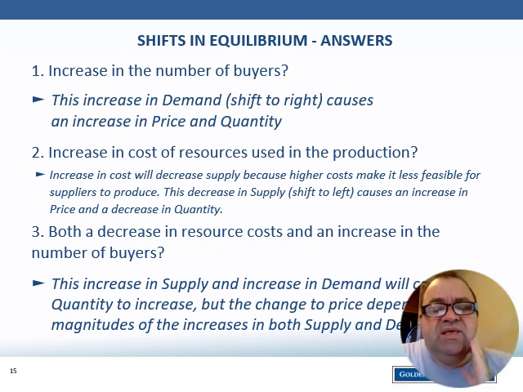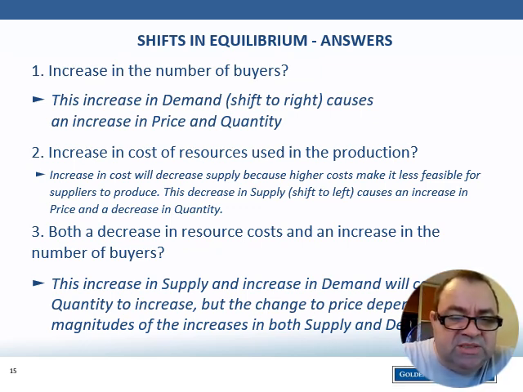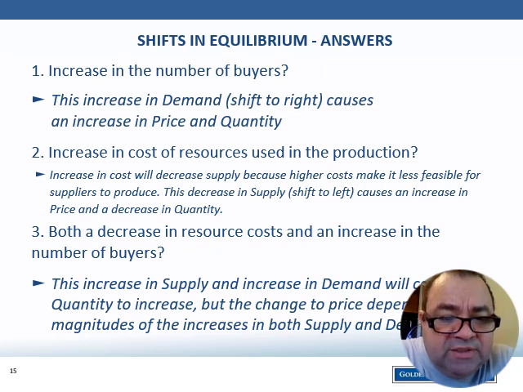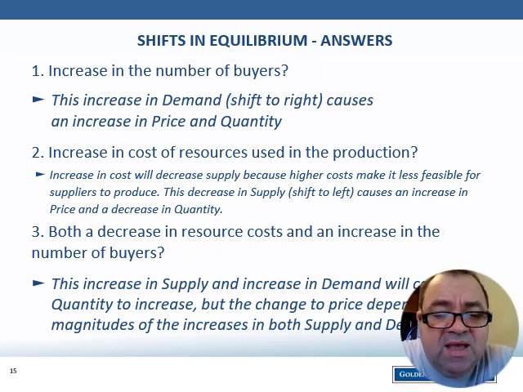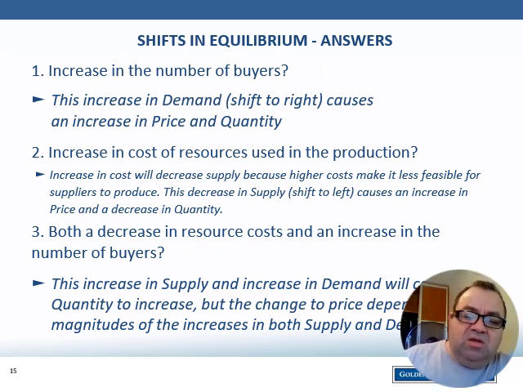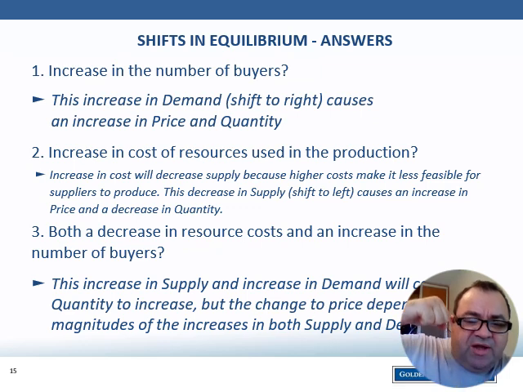And question number 3 is there is both a decrease in resource cost as well as an increase in number of buyers. The increase in supply and increase in demand will definitely cause the quantity to increase. There's a decrease in resource cost, don't forget that. But for the change in price, the increase in demand will shift the price upwards, but the increase in supply will shift the price downwards.